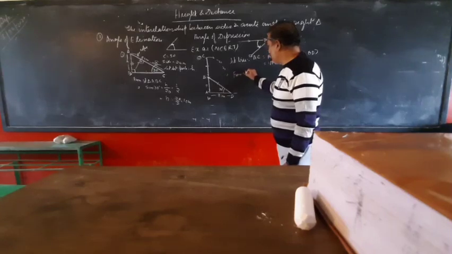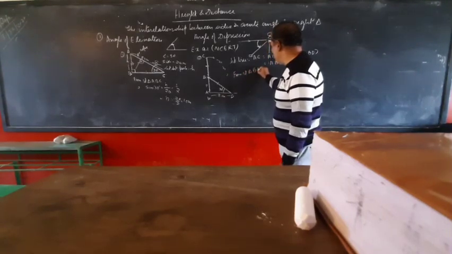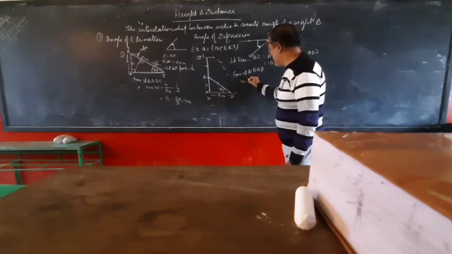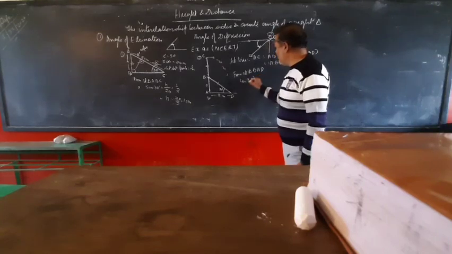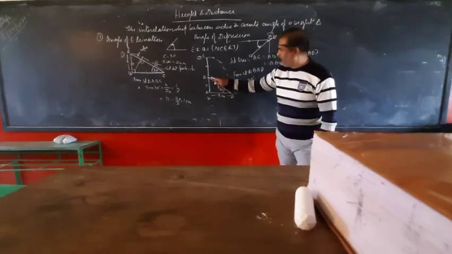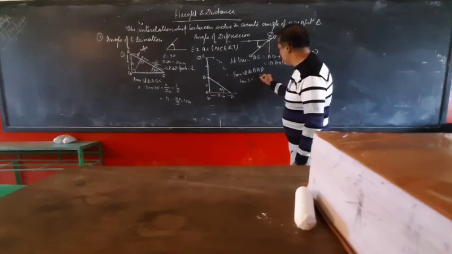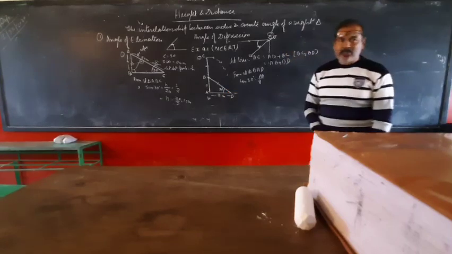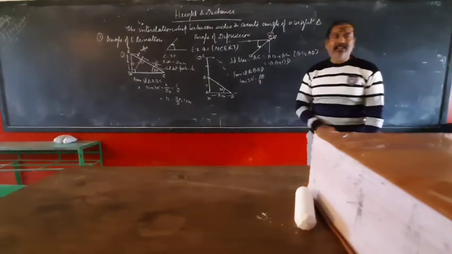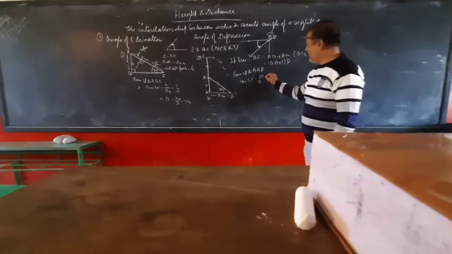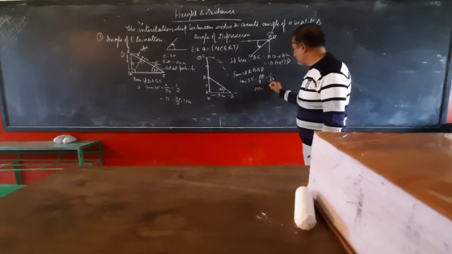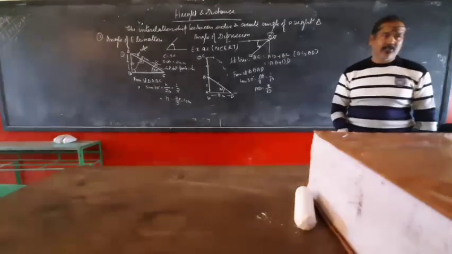From the right triangle, tan 30 degrees is equal to P upon B. What is the P? AB. What is the B? B is equal to 8 meters, the base. The value of tan 30 degrees is equal to 1 upon root 3. So here AB is equal to 8 upon root 3 meters.